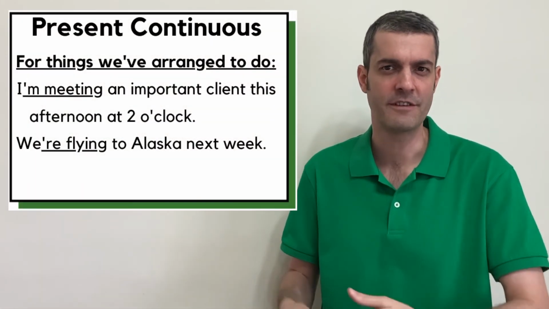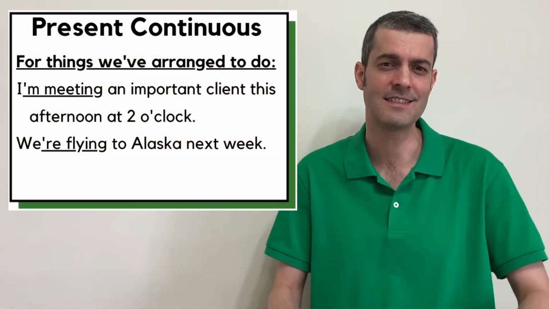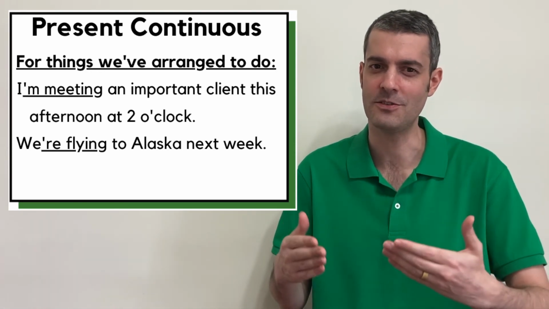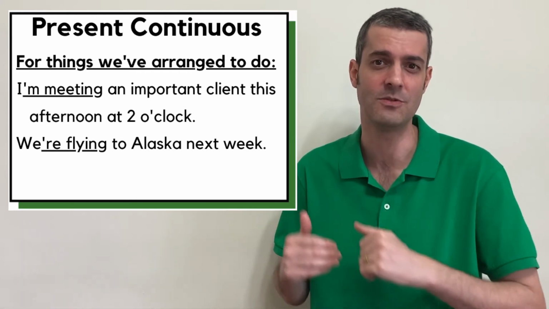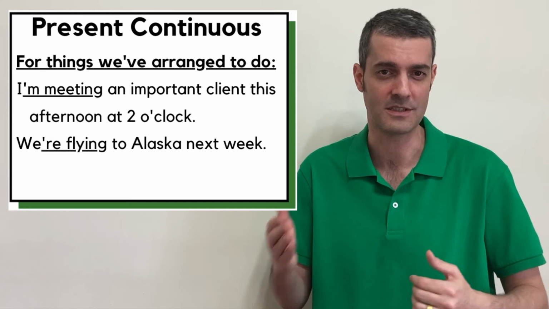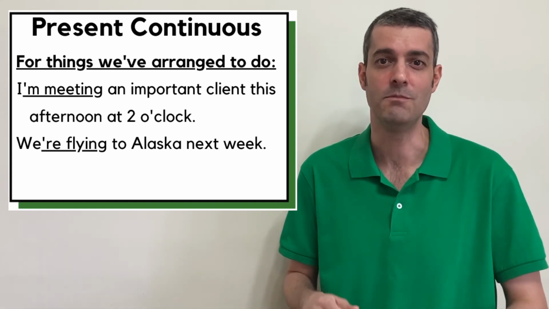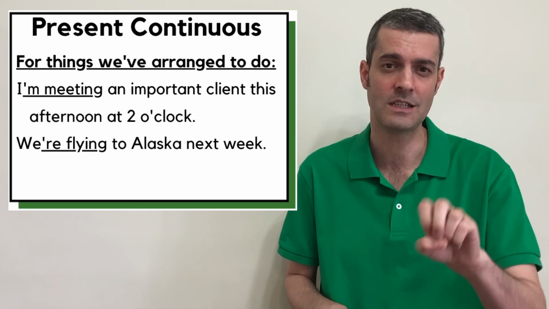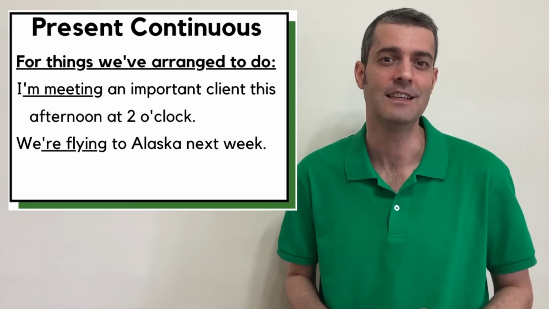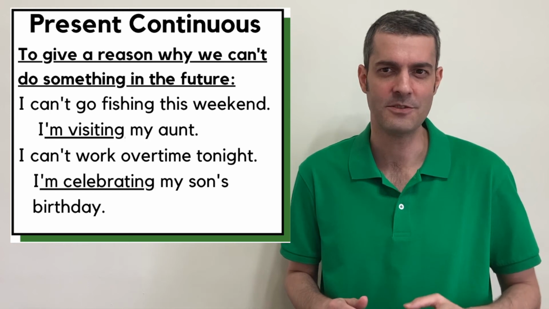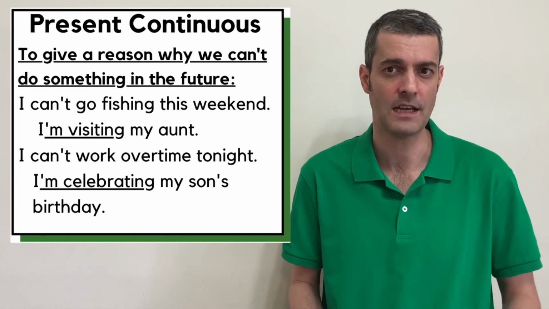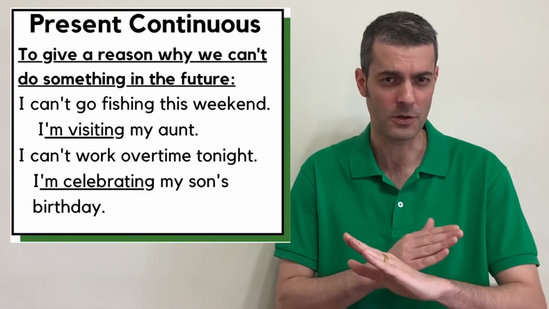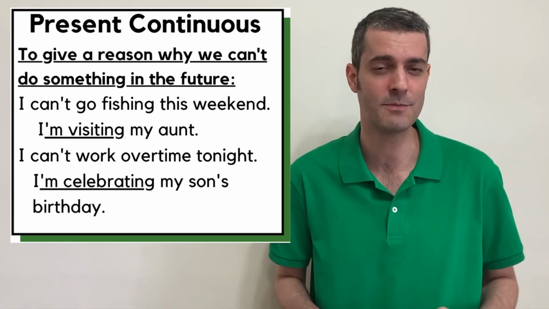We use the present continuous to talk about the future for things we have arranged to do. This is different from using going to because going to is for things you intend to do, while the present continuous can be used for things you have arranged to do in the future. These are often with a date or a time. So two examples are, I'm meeting an important client this afternoon at 2 o'clock, and we're flying to Alaska next week. We can also use the present continuous to give a reason why we can't do something in the future. I can't go fishing this weekend, I'm visiting my aunt. I can't work overtime tonight, I'm celebrating my son's birthday.